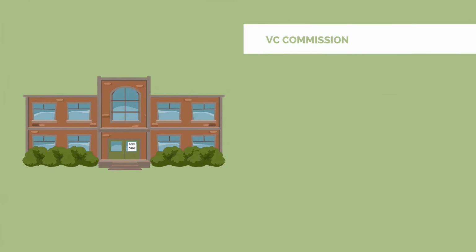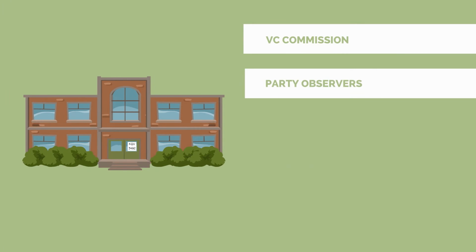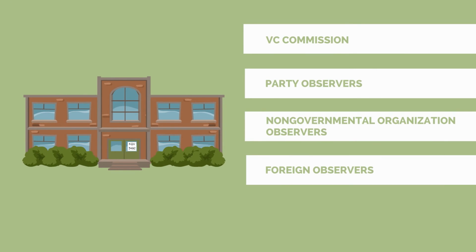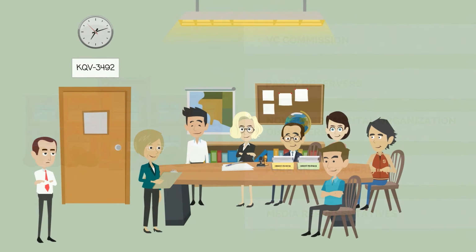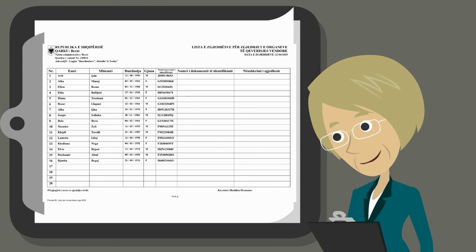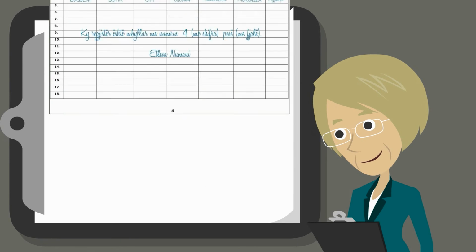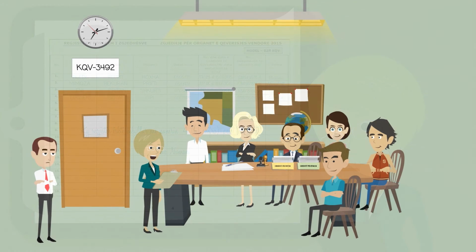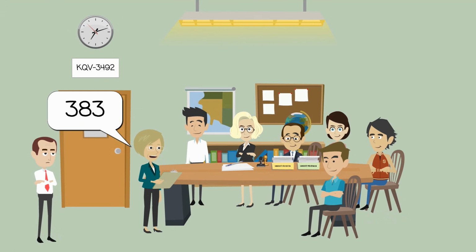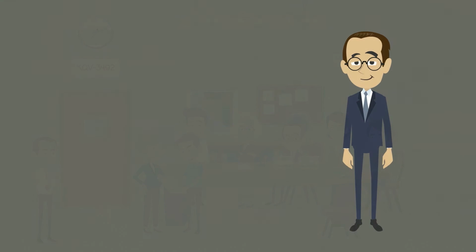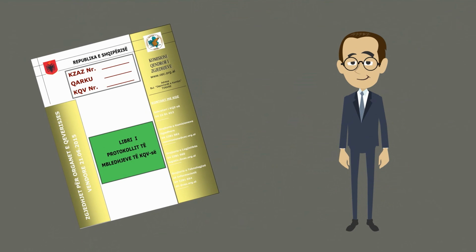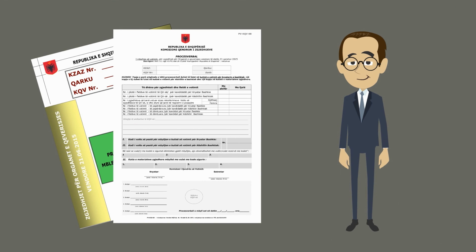At this point, only the VC Commission, accredited party and non-governmental organization observers, foreign observers, and the accredited media may remain inside the voting center. Together with the members of the VC Commission, the chair then counts the number of voters who have voted according to their signatures on the voter list, as well as those in the special register, states this figure aloud to other members of the Commission and any observers present, invites them to verify the figure stated by her, and instructs the Secretary of the Commission to record in the meeting book the number of voters and to complete the record of closing, PV KQV 08.